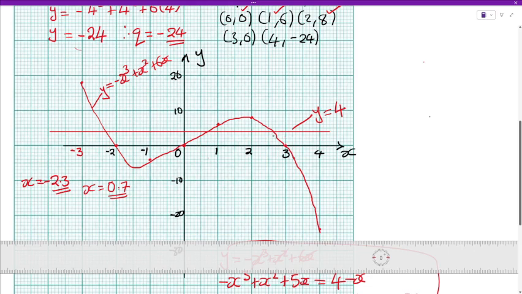Okay, the next one, what do we have right here? What is the x coordinate at that point? So this is 2.5, 2.6, right? This one here is 2.6. So I'm going to say x is equal to 2.6, and we are done.